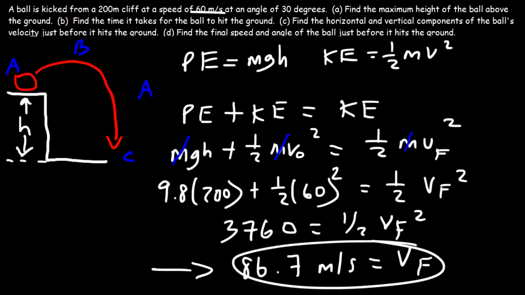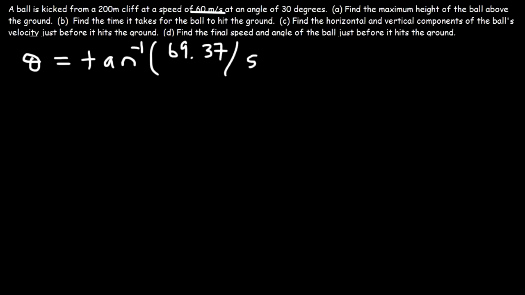Now let's calculate the angle. So this part is going to be pretty straightforward. The angle is the arctan of Vy, which the magnitude of Vy is 69.37, divided by Vx, which is 51.96. Again, don't worry about the negative sign. So the angle is 53.2 degrees if you round it.